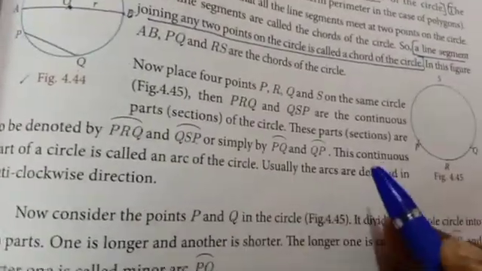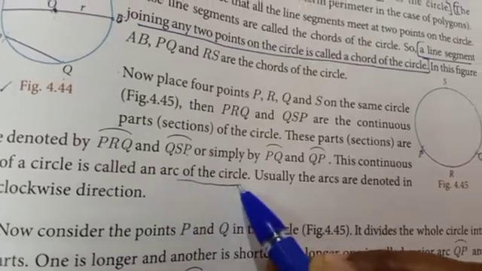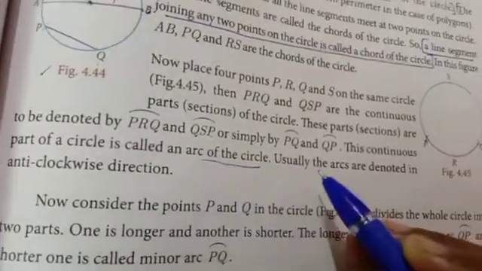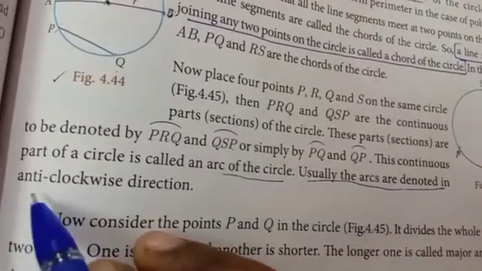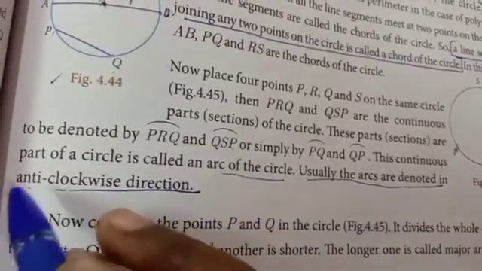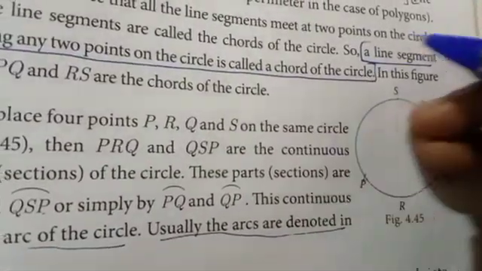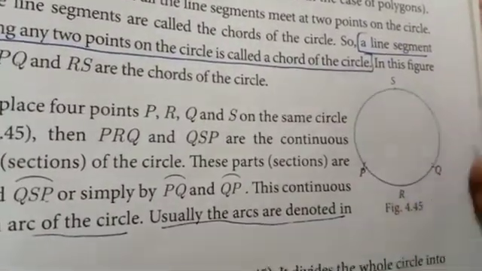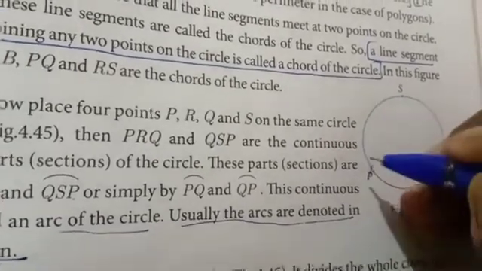Okay, students, this continuous part of a circle is called the arc of the circle. Usually, arcs are denoted in the anti-clockwise direction. Clockwise means this way; anti-clockwise is that way. So that is arc PQ, arc QP.